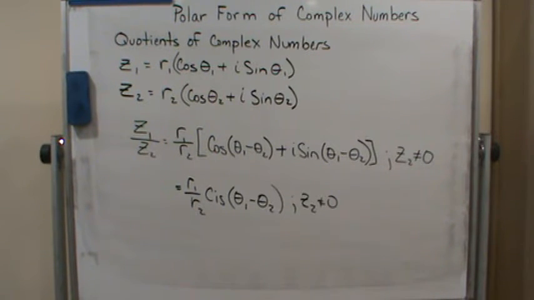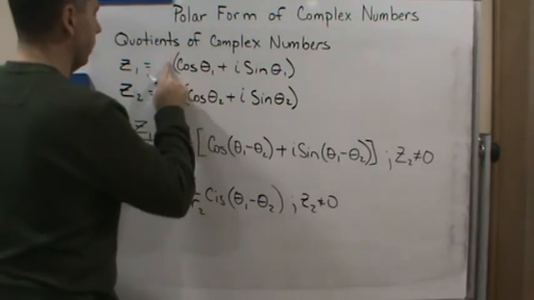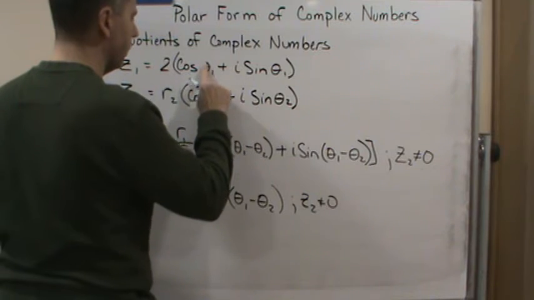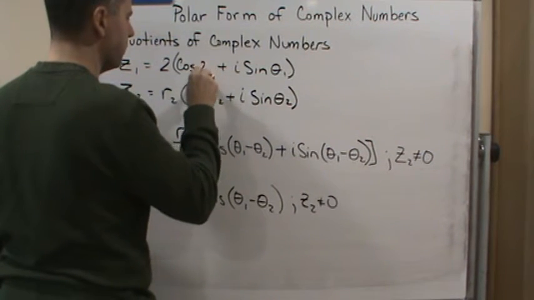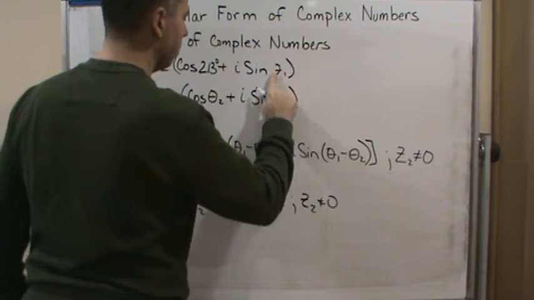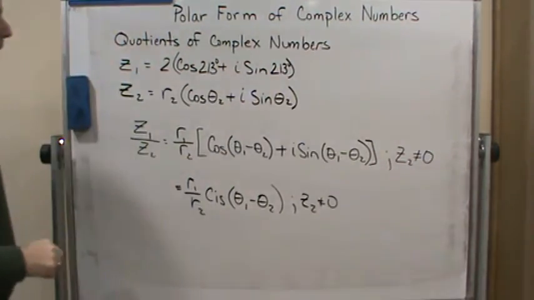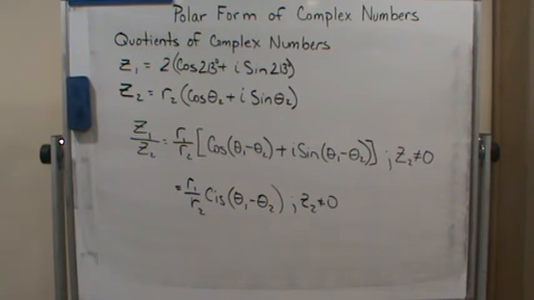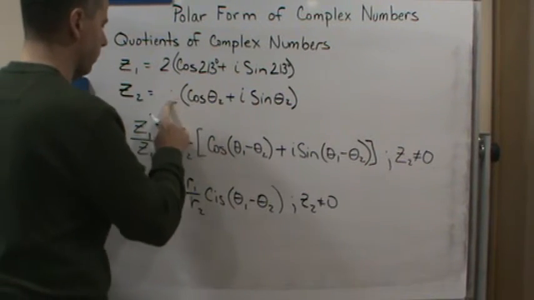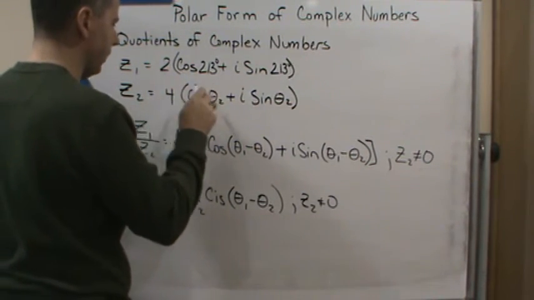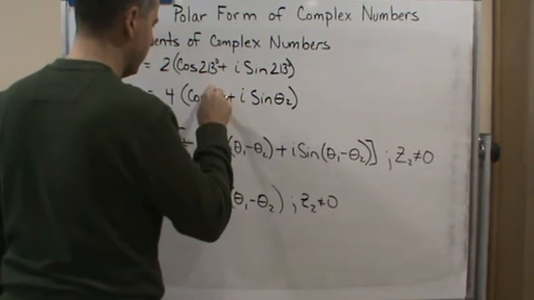And so in this example, let's say for Z1, let's say we have this one for Z1. So R1 is 2 and theta 1 is 213 degrees. Okay, and then Z2, let's say we have 4 and 33 degrees. So the modulus is 4 and theta 2 is 33 degrees.